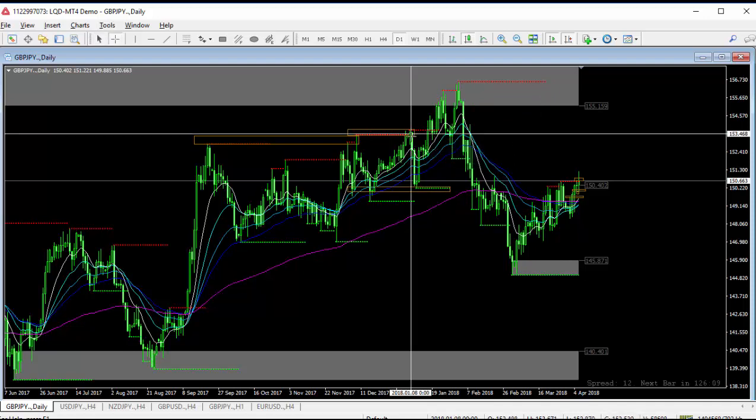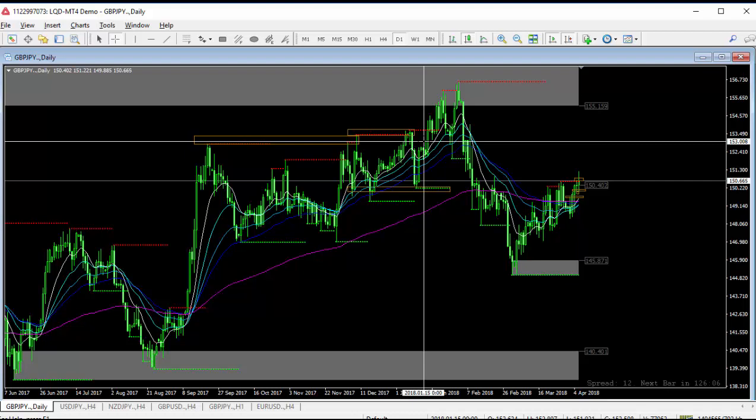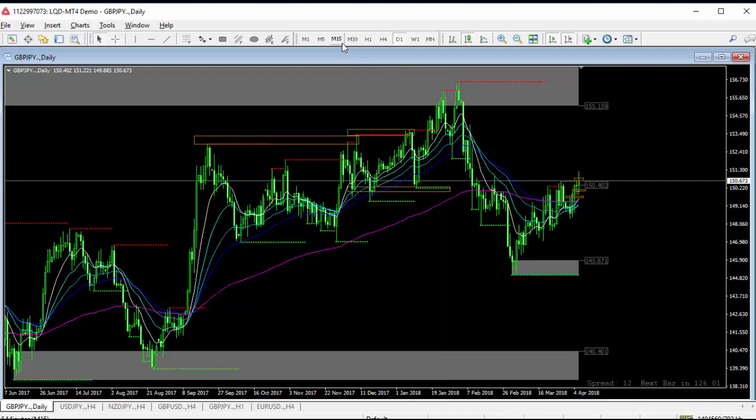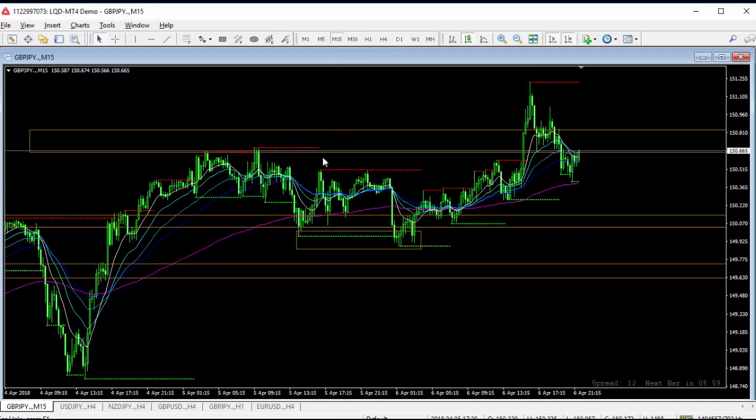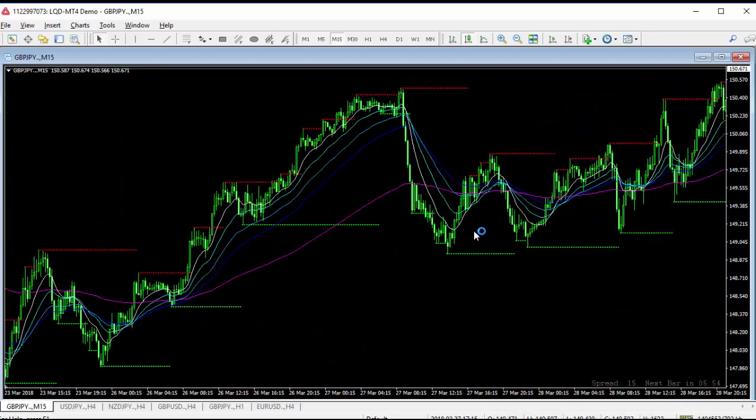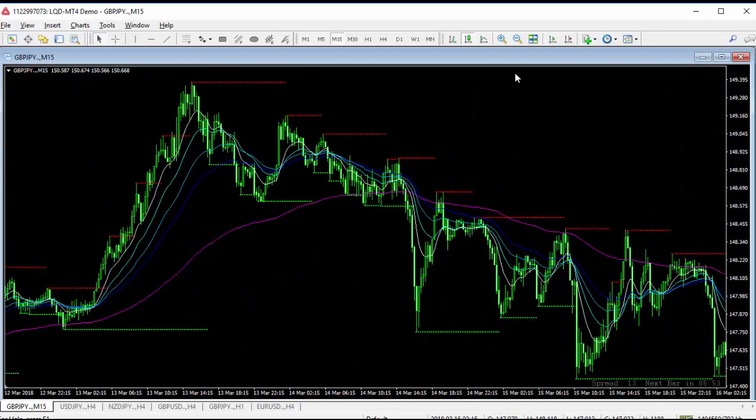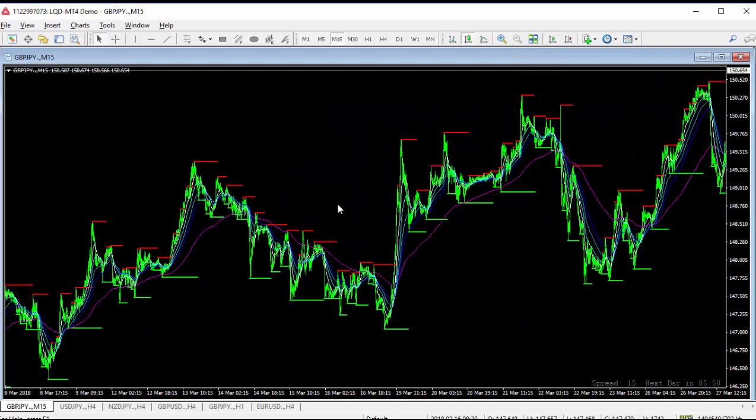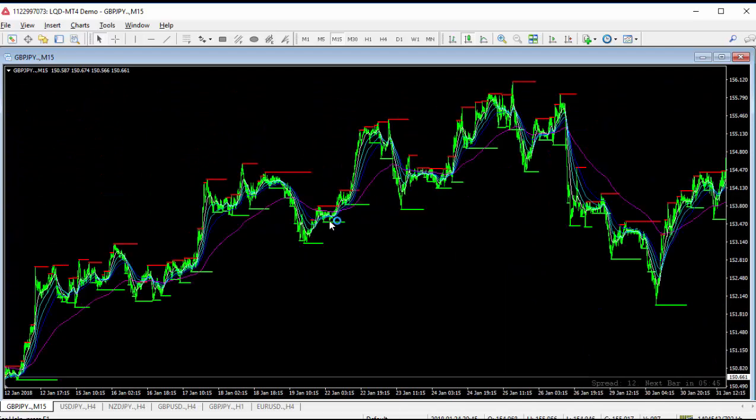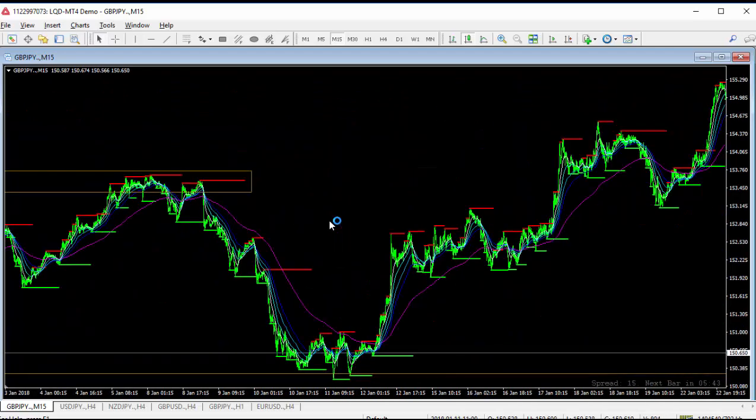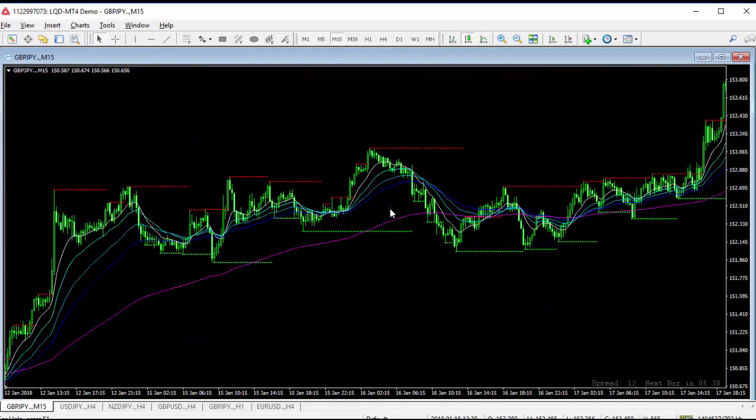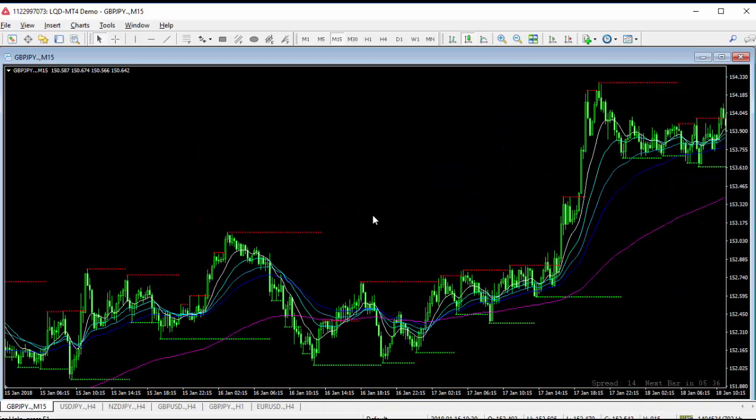Let's go back to January the 15th to January the 24th. Scrolling and scrolling. Let me minimize this real quick. We're going to get here much faster this way. All right. So that uptrend that we were just talking about.